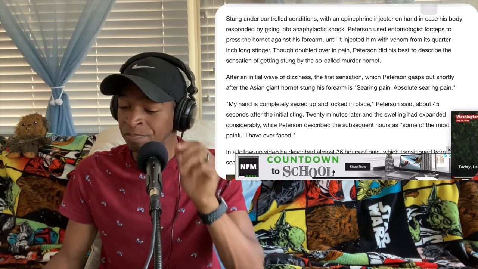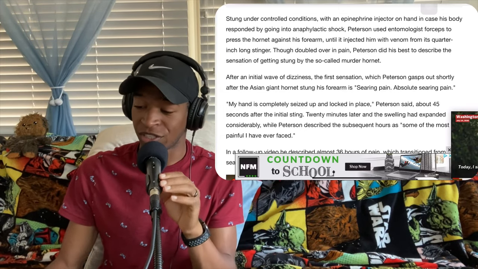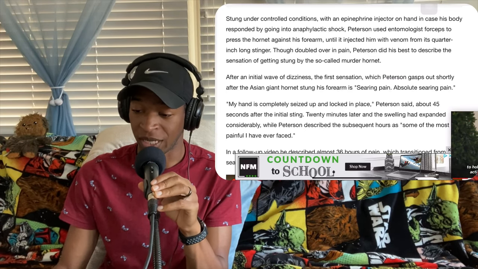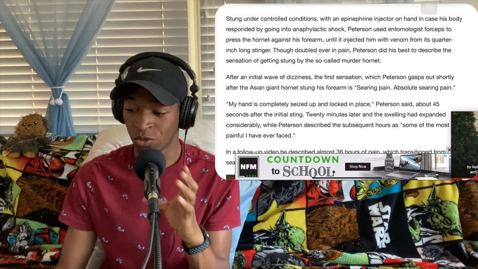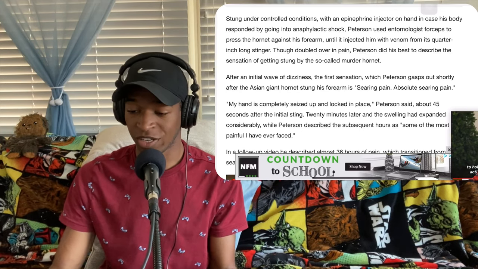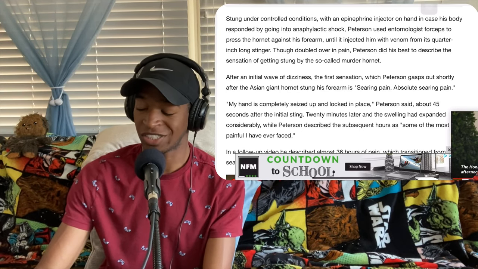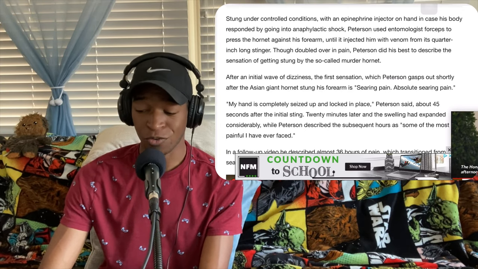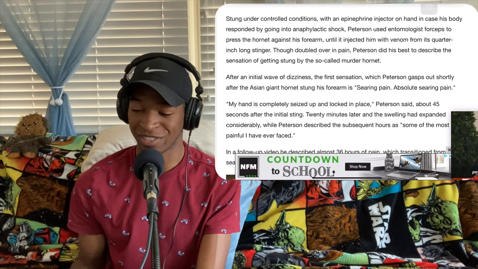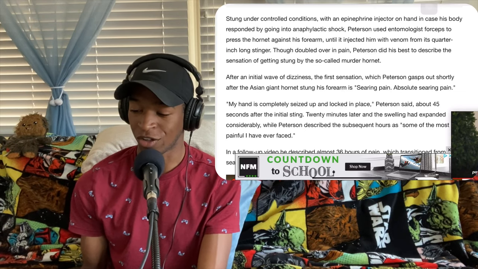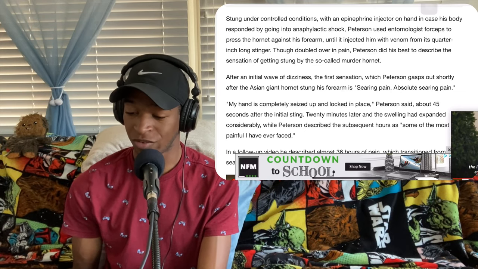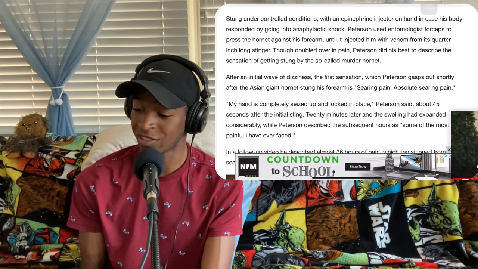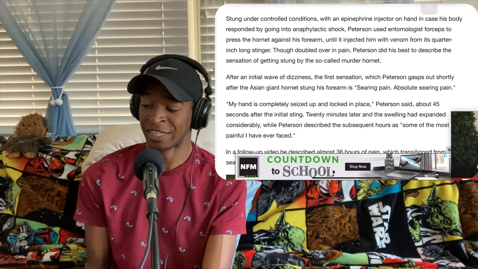It's so big. Stung under controlled conditions with an epinephrine injector on hand in case his body responded by going into anaphylactic shock, Peterson used entomologist forceps to press the hornet against his forearm until it injected him with venom from its quarter-inch long stinger. Though doubled over in pain, Peterson did his best to describe the sensation of getting stung by the so-called murder hornet. After an initial wave of dizziness, the first sensation, which Peterson gasped out shortly after the Asian giant hornet stung his forearm, is searing pain!